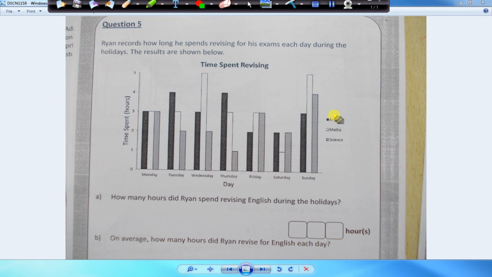Which one's English? What color is English on the grid? Oh, that one's just gone too much like us. Here's the black one. Yeah? So we have to now count. So we have here, the first one is here. So that's going to be, oh, that's just too fat.